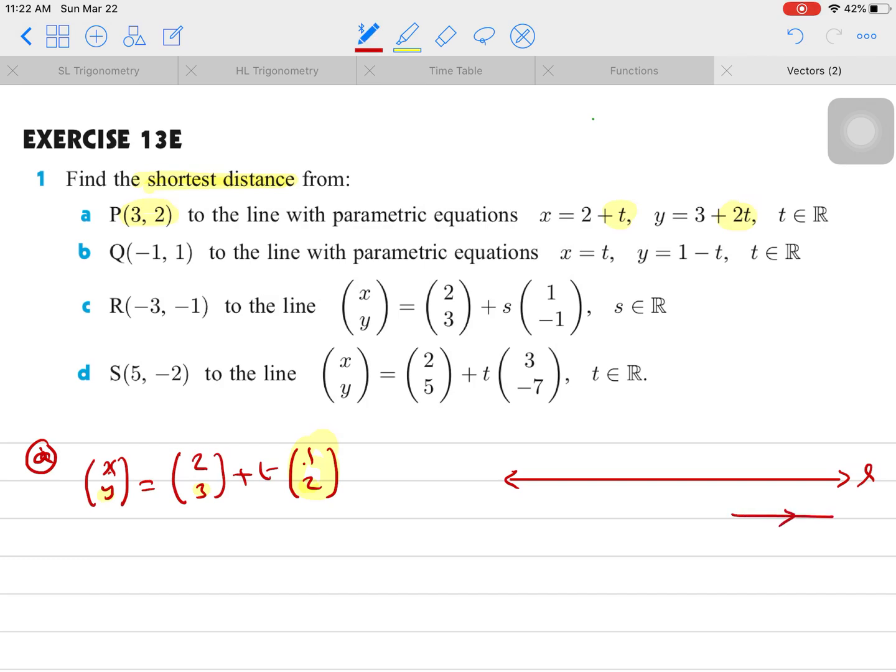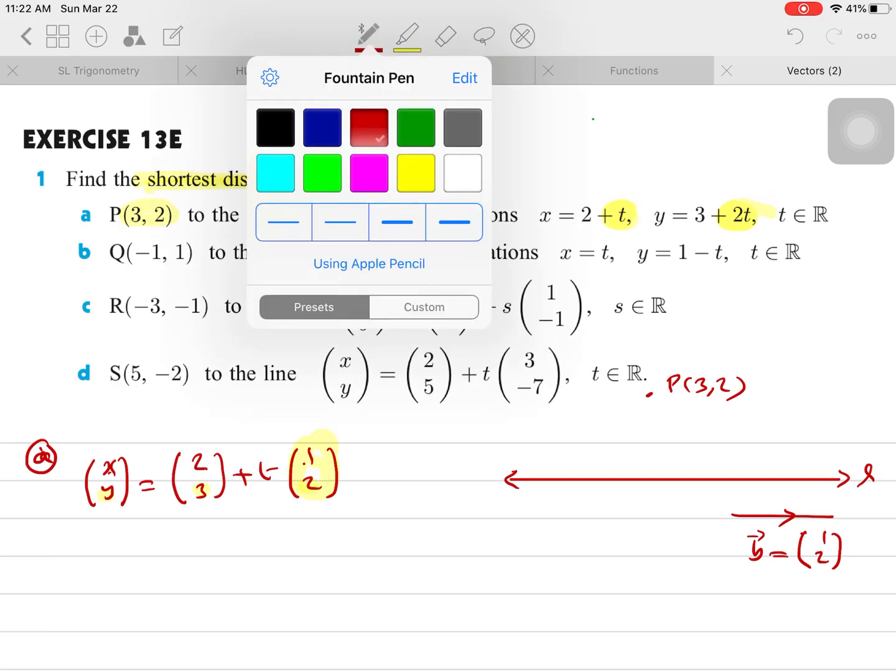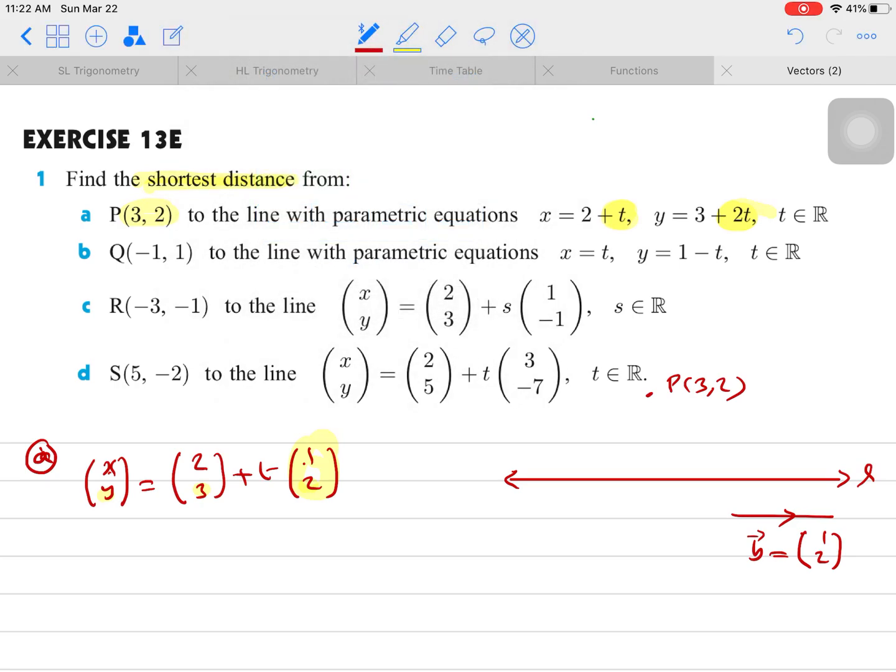So this line has a direction vector b, which is the vector (1, 2), which I got from the coefficients of the parameter. Then they said there's a point P which is (3, 2), and what they need is the shortest distance. The shortest distance is always the perpendicular distance. So from P, I draw a perpendicular to this line, and let's say the foot of the perpendicular is Q. What I need is the distance PQ.